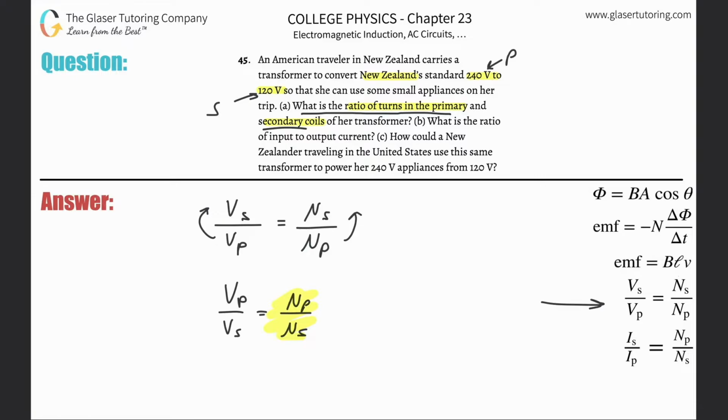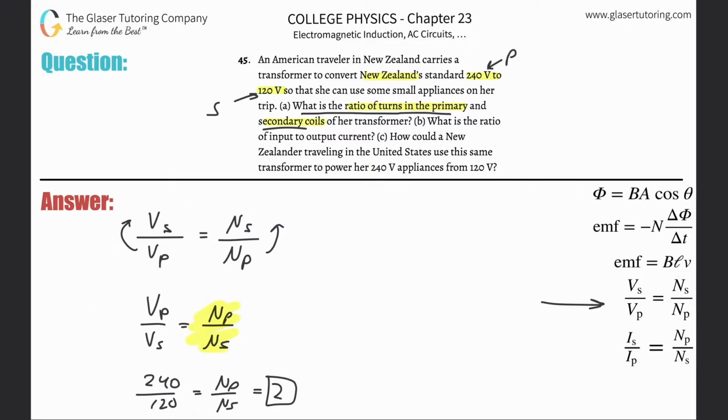Think about how you would connect it into the wall. This is the primary thing coming out of the wall, and this is what it's going to convert into, so therefore that's the secondary. So now this is simply going to be 240 over 120, which is equal to this Np over Ns ratio, and obviously that's just equal to 2. So simple enough. That takes care of letter A.